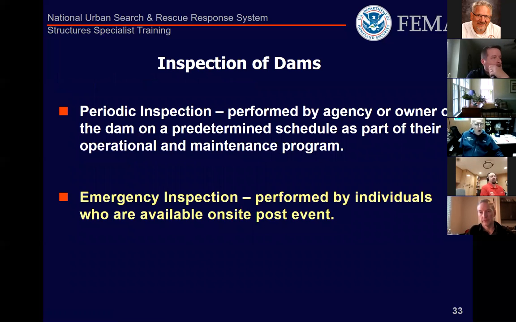So there's two types of inspections, although I'm going to generalize it into two types: periodic inspections or emergency inspections. The periodic inspection is what's performed by the agency or the owner on a predetermined schedule as part of their operation and maintenance of said structure. We're not dealing with those. We're only going to talk about the emergency inspections performed by individuals who are on site post-event.